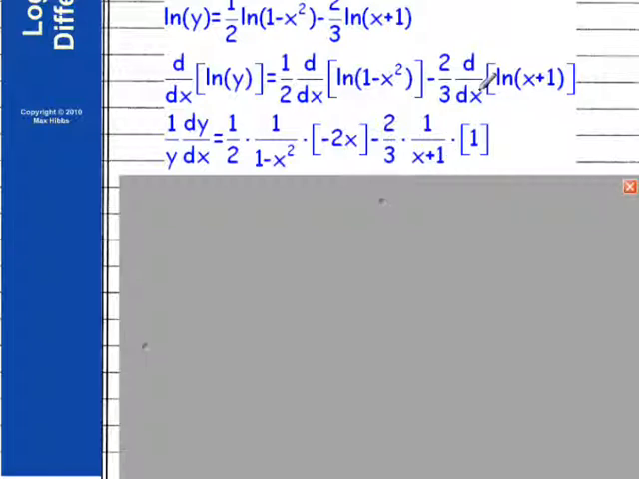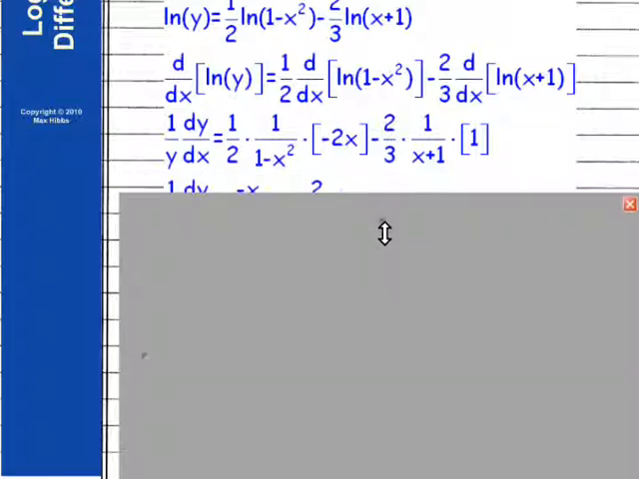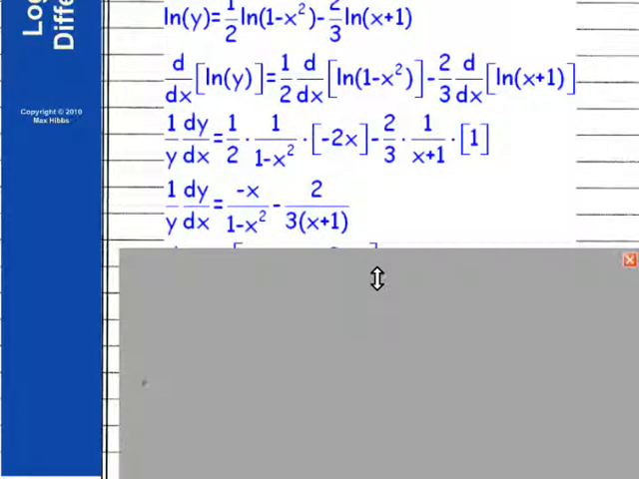And of course here we have the constant 2/3 minus the 2/3 times the derivative of this logarithm. Well, the derivative of this logarithm is 1 over the argument, so there's our 1 over x plus 1 times the derivative of the argument, and the derivative of x plus 1 is just 1. So that's how we've written that. Now we'll go in and clean up on the right side just a little bit.